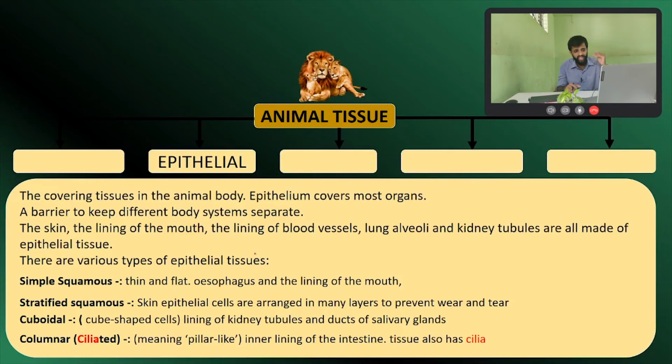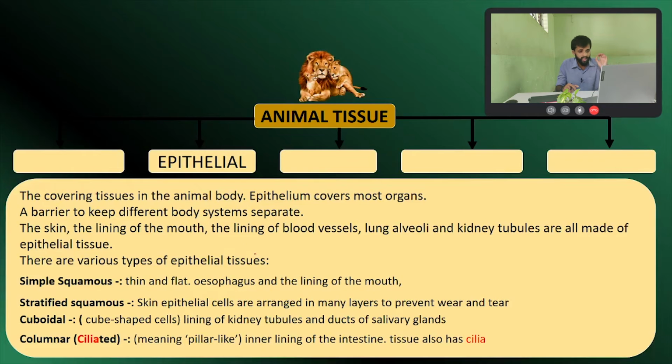Then there are various types of epithelial tissues. Okay, and let us understand which are they. They are simple squamous, again, new names for you. Understand, remember, simple squamous, stratified squamous, cuboidal, and columnar. Okay, now let us look at each and every one separately.